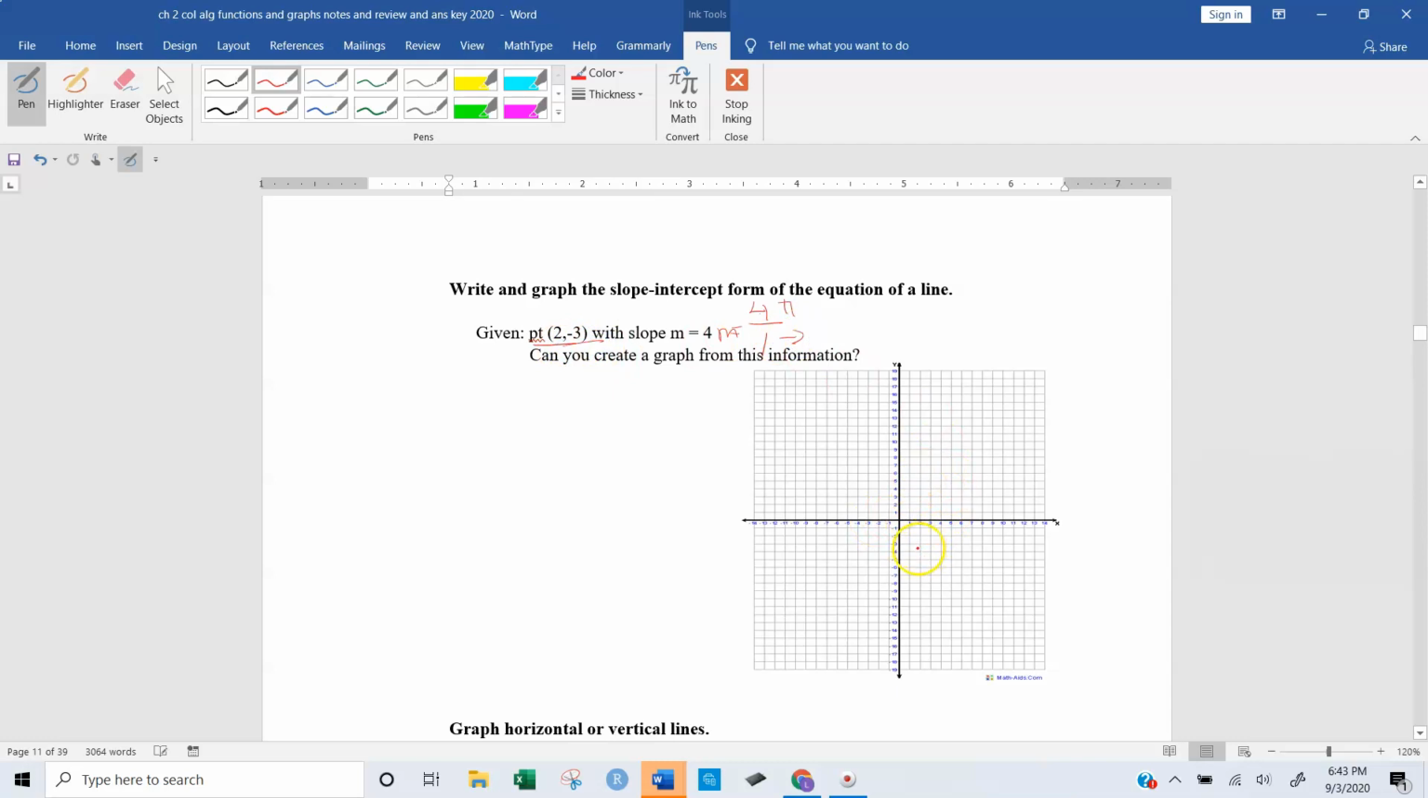So 2, negative 3, maybe we draw next, is right here. We're going to go up 4, 1, 2, 3, 4 over 1. And now we're going to draw our line. Whoops. Please use a straight edge.